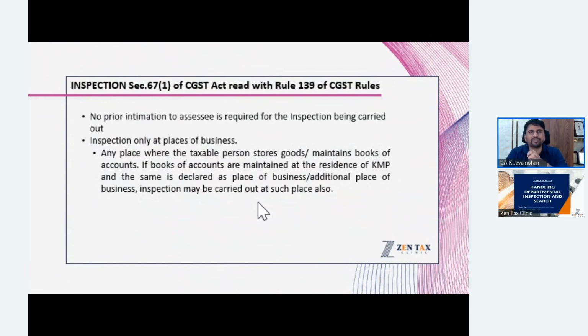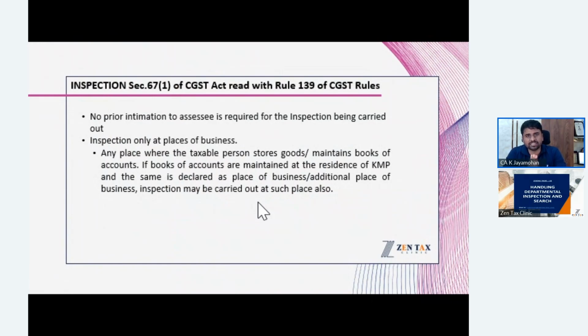So you can see that any place where the taxable person stores goods or maintains books of accounts. For ease of understanding, we can take it this way. You have added a place in your GST registration as your place of business, and you have added another address as your additional place of business. In this situation, either the place of business or the additional place of business where you are storing your goods or the books of accounts can be inspected.